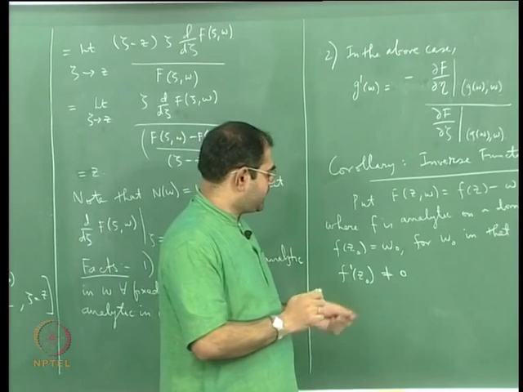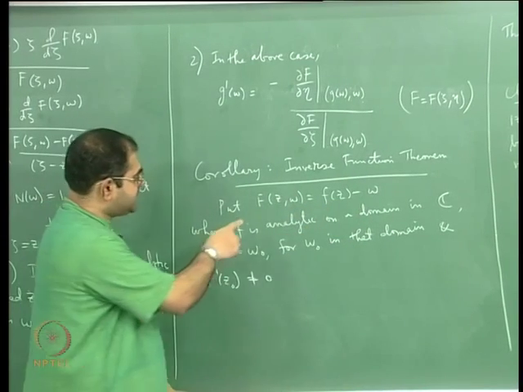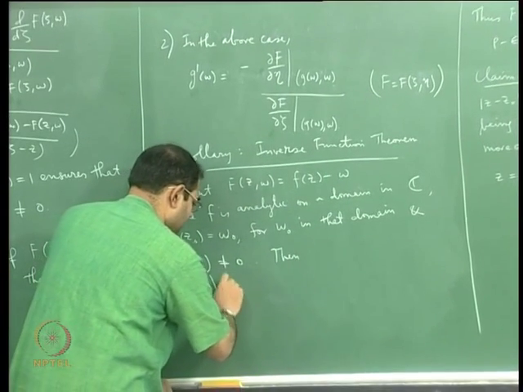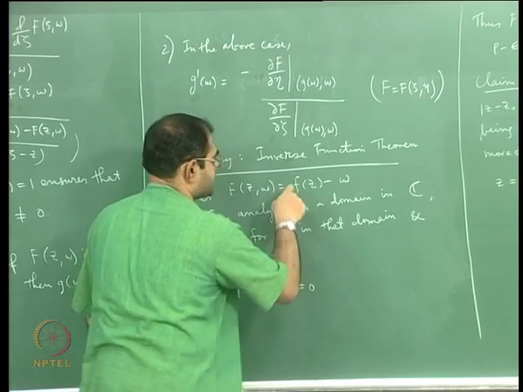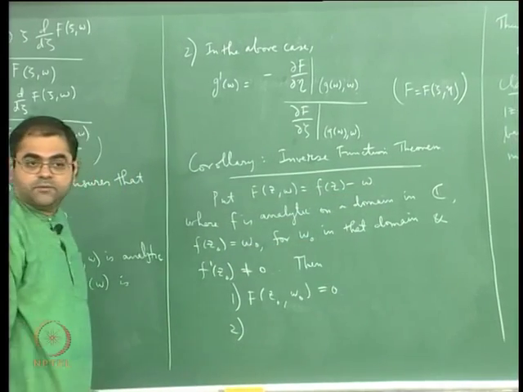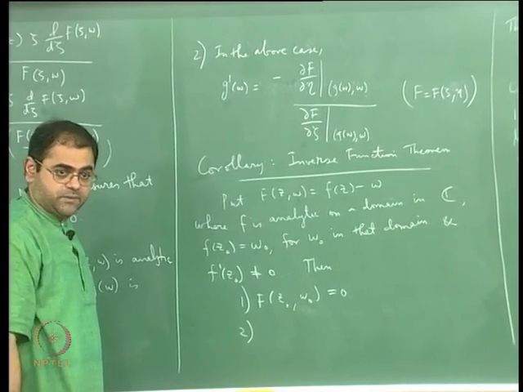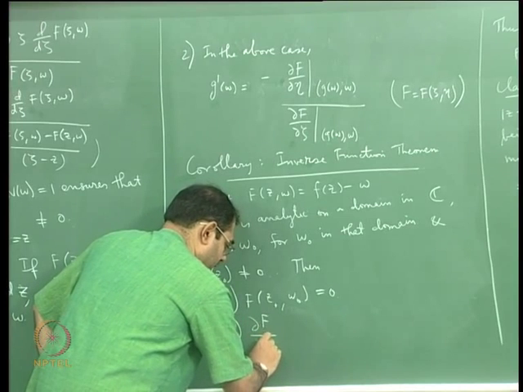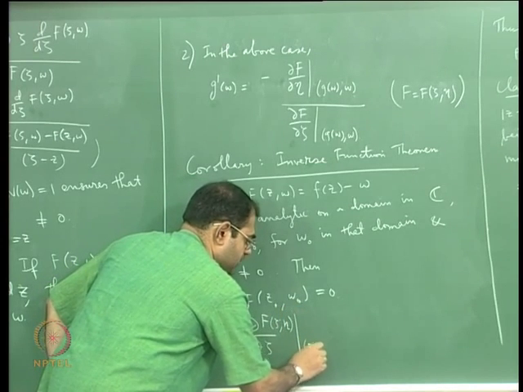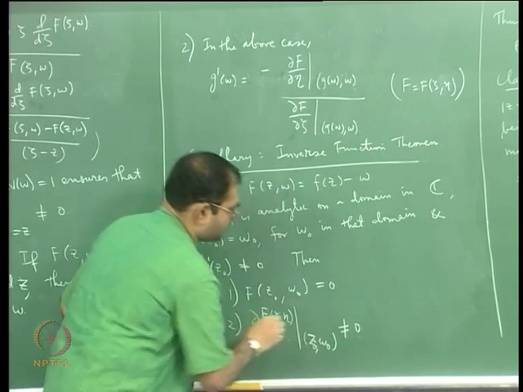So if you put capital F(z, w) to be small f(z) minus w, then number 1, you will see that capital F(z₀, w₀) is 0, because it will be f(z₀) minus w₀, which is 0. And second, if you take the partial derivative of this with respect to the first variable, you will get f dash of z. If you substitute z₀, you will get f dash of z₀, which is not 0. So ∂F/∂ζ of F(ζ, η) at (z₀, w₀) is not 0, which is the condition that we need to apply the implicit function theorem.